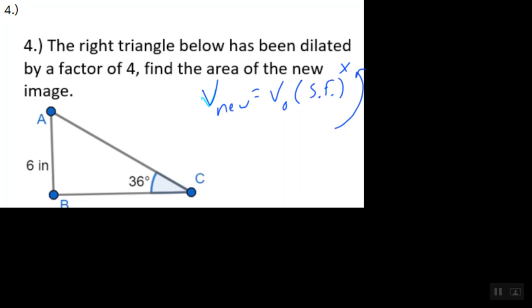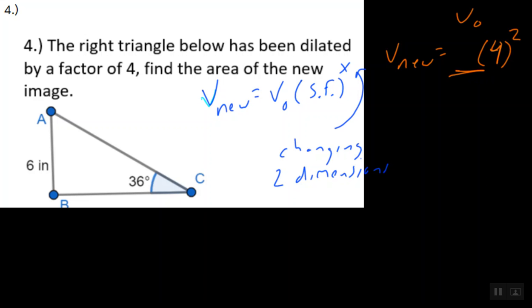Now remember, when it's area, you're changing 2 dimensions. Whenever it's area, you're always changing 2 dimensions. So if we take this formula, we could say V new is equal to, I don't know the original area, but I do know the scale factor is 4, and since it's area, we're changing 2 dimensions. I need to know what is V original.